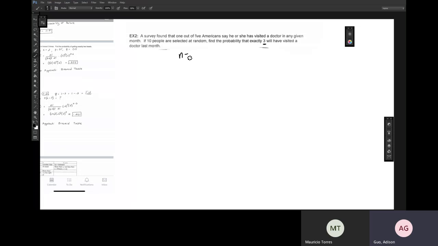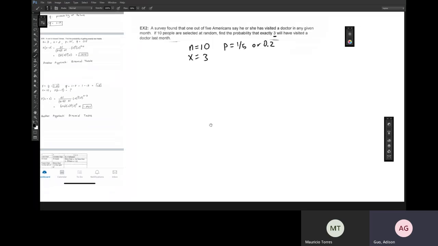So first we're going to start with n is 10. That's our sample size, right? Yes. X is going to be 3. And then it says that 1 out of 5 Americans say they have visited a doctor. What's the probability of 3 visiting a doctor? Basically 1 out of 5 is what we're going to call P, the probability of success, or 0.2. That's the chance that we get them visiting a doctor.